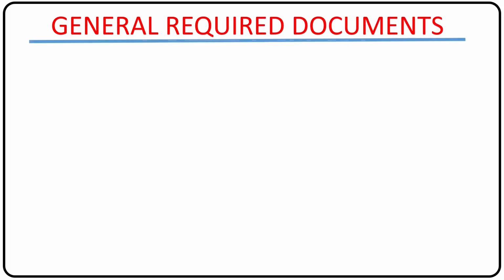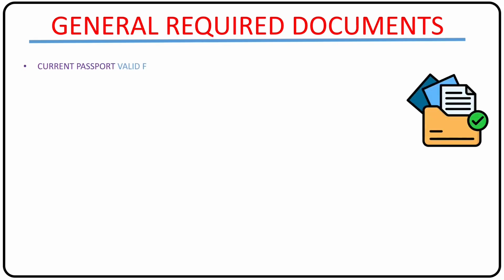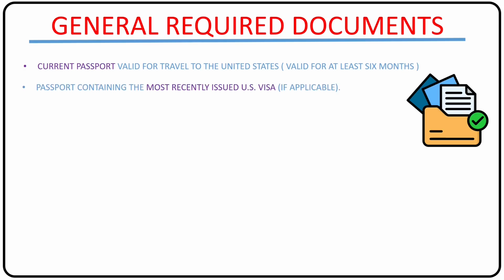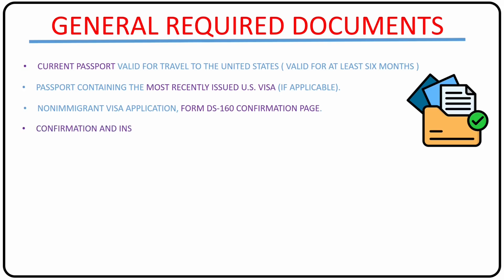Now let's discuss which documents you need to bring with you on the day of the visa interview. Here's what you'll need on the day of your appointment. First is your original and valid current passport. A passport containing the most recently issued US visa, if applicable. If this is your first application, this doesn't apply to you. Your DS160 confirmation page, received via email after completing the DS160 submission. Next is the appointment confirmation page, a printout of the email.